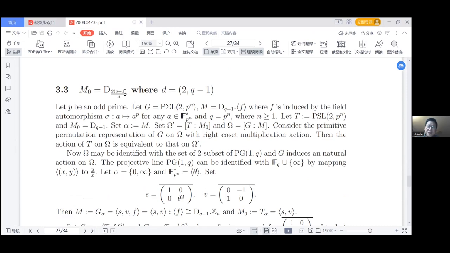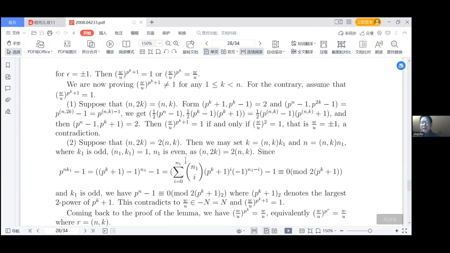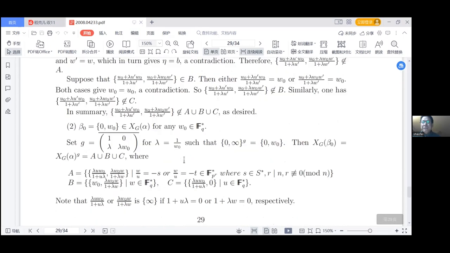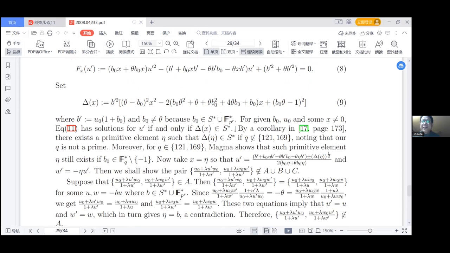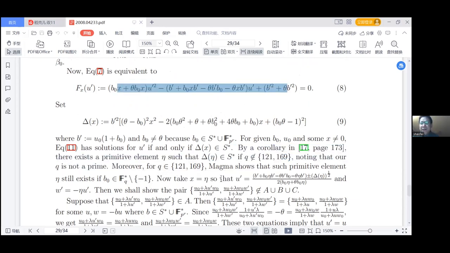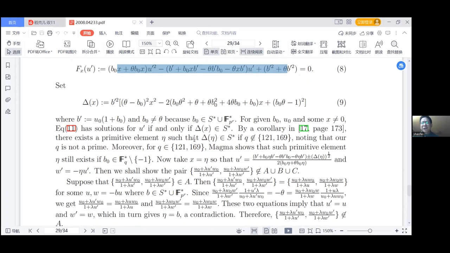For m being q minus one, this maximal subgroup, here the computation is different from the other two. For example, I used our result in number theory. So we find a parameter element u in this equation. This is of degree two. I forgot the degree two.